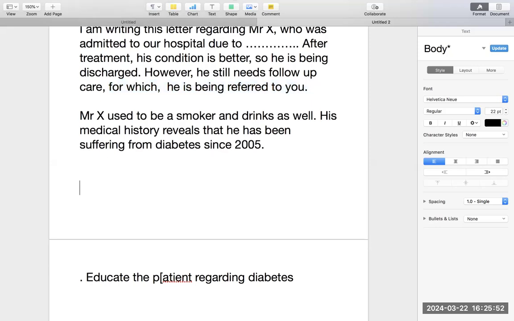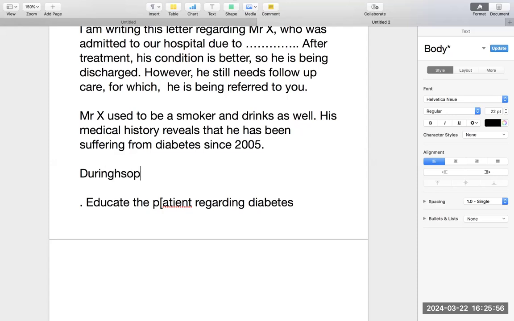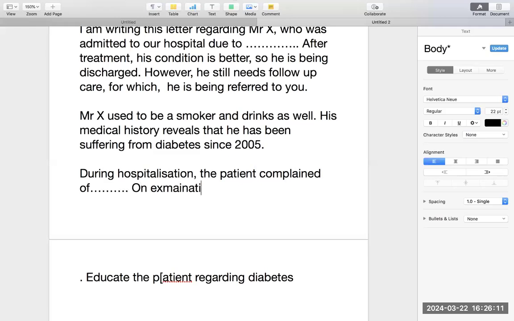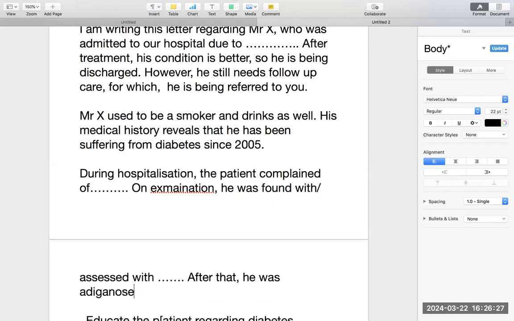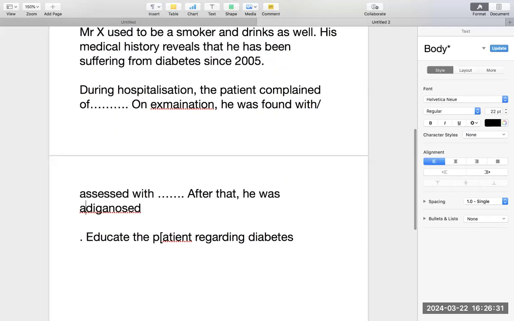OET. Then comes the third paragraph, during hospitalization. Now, what kind of grammar would you like to use in during hospitalization? So you will say, during hospitalization, the patient complained of this and this thing. On examination, just like a visit letter, he was found with or assessed with this and this thing. After that, he was diagnosed with whatever the condition has been given, for which treatment was given. Whatever treatment you gave.